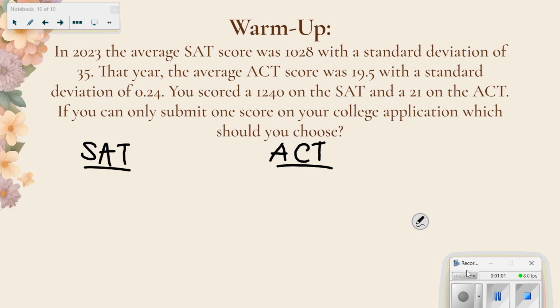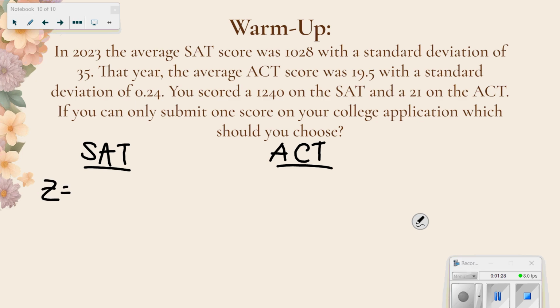Let's just jump straight to the answer and then work our way back. ACT. So Evan's telling us we should submit the ACT over the SAT. How do you know what score to submit? What should you do to be able to compare those since they're on different scaled scores? What do you think, Cash? Whichever one has a higher Z-score. Awesome. You're looking for a higher Z-score.